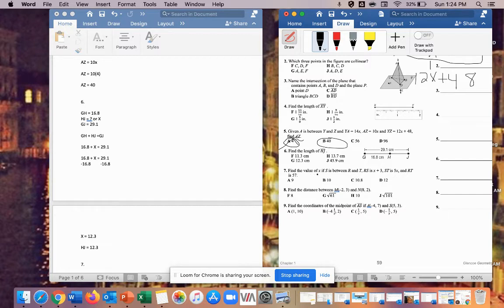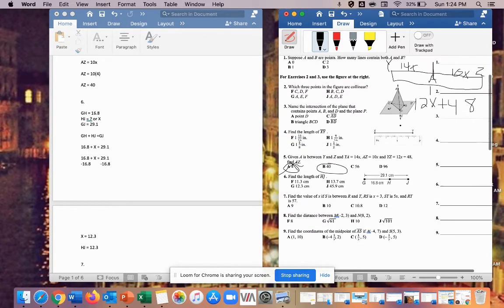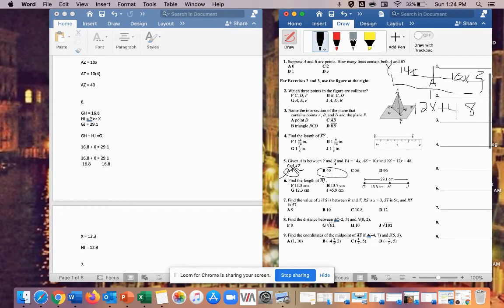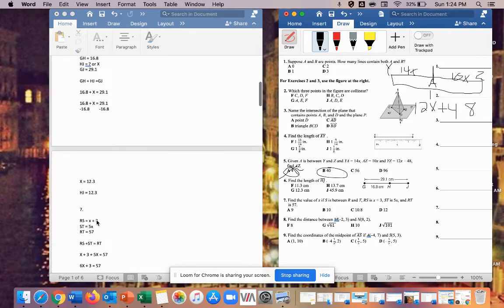All right, find the value of X if S is between R and T. RS is X plus 3, ST is 5X, RT is 57. So this is the same thing as the problem up here, except instead of saying A is between Y and Z, it says S is between R and T. If you just wrote this is R, this is S, and this is T, and switched around the numbers, it would be the same thing. So that's what I did.